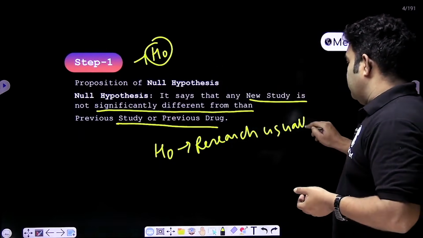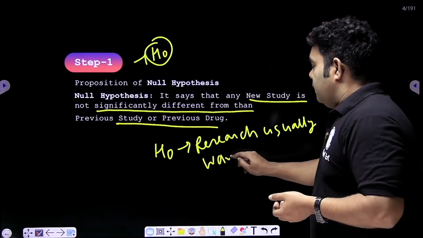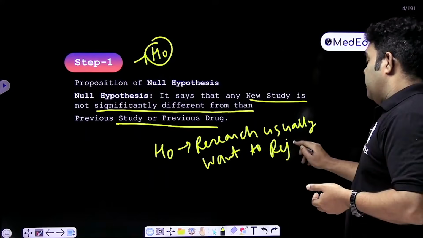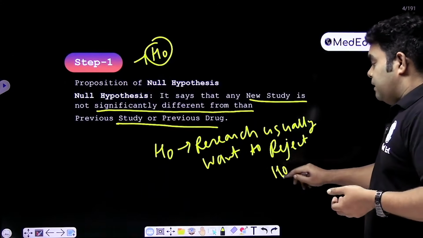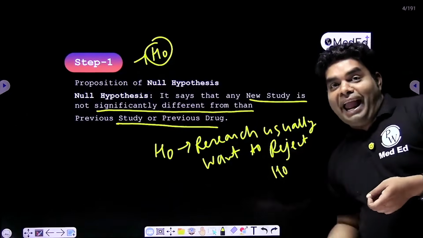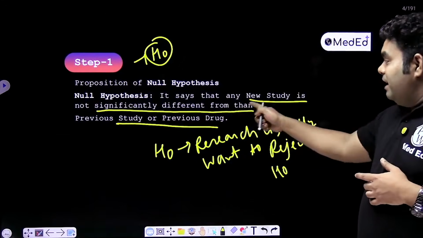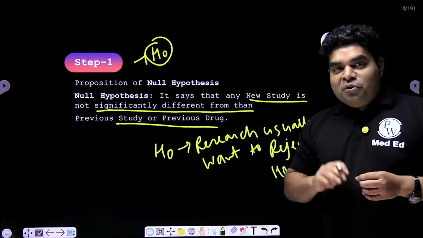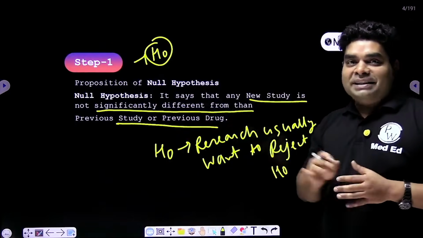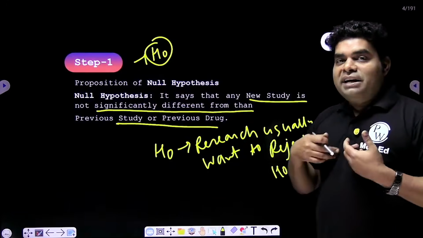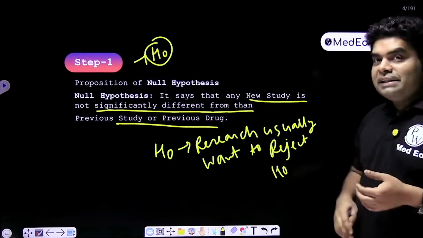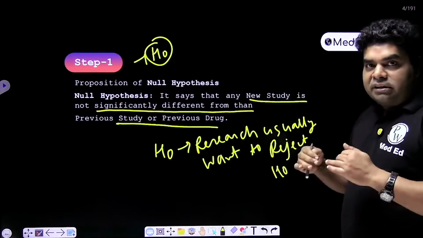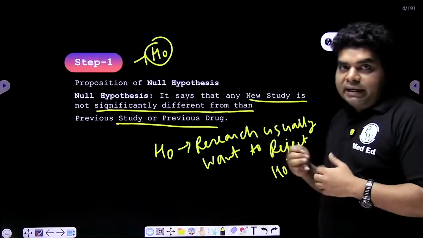Let me explain it with a very simple example. Suppose a boy proposed to a girl, and the girl said that I have not seen you from that angle. You are not significantly different from my previous friend or other friend. So what did the girl give to the boy? Null hypothesis. So now the boy will definitely try to reject the null hypothesis and show the other angle. So similarly, we give null hypothesis in the beginning and then we usually try to reject it.